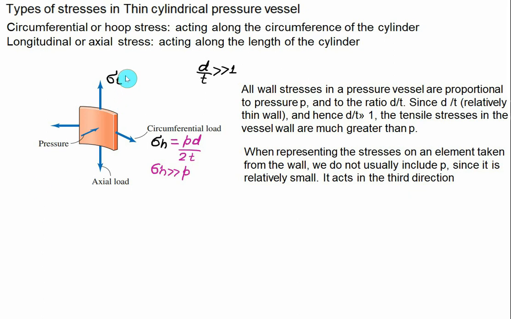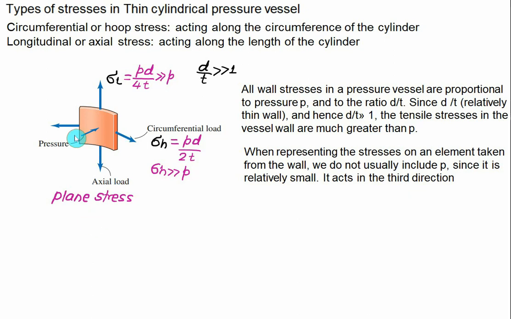Similarly, we will prove here that sigma L will be equal to P multiplied by D, where D is the diameter, divided by 4 times t. And here also, because the pressure is multiplied by d by t and d by t is very much greater than 1, the longitudinal stress is also very much greater than the pressure P. It means that the magnitude of the hoop stress is larger, and even the longitudinal stress is larger as compared to the pressure P. So when we represent the stress on an element taken from the wall, we do not usually include the P since it is relatively small, and therefore the stress element in the case of a thin cylindrical pressure vessel is modeled as plane stress.